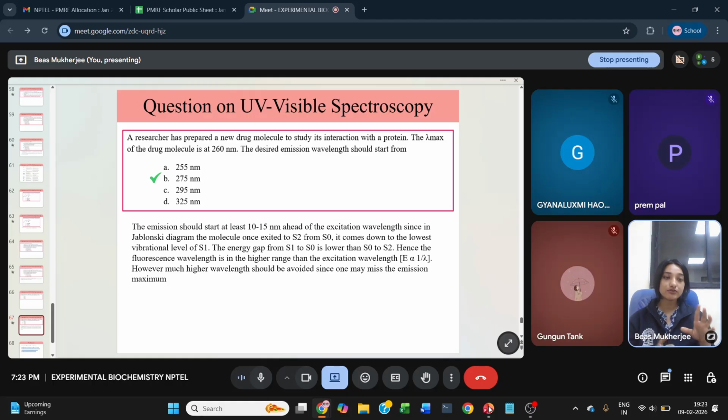Now, one important thing that you have to remember is that for Stokes shift, it is often plus 10. It is different for different molecules, but the minimum is often plus 10. So if this is 260, then if it's plus 10, it becomes around 270 or more. So you should at least start somewhere around 270 for detecting the emission spectrum. So you can read more about this if there are any doubts.